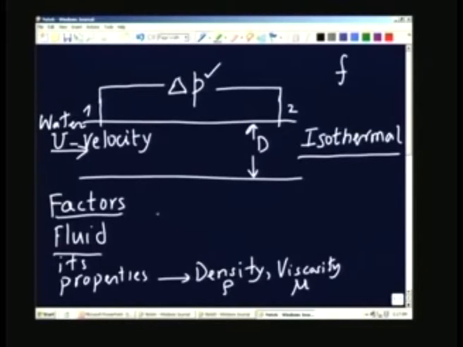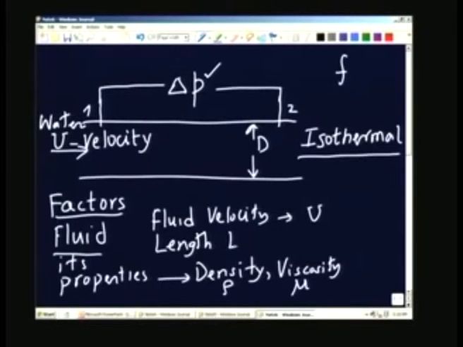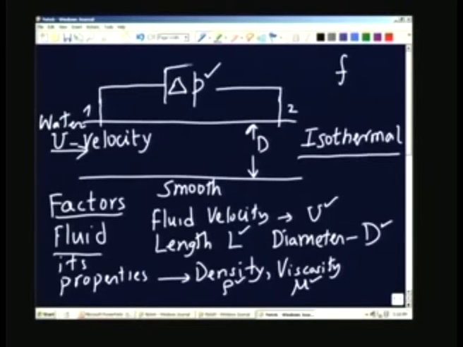Then the velocity, fluid velocity. So, this is of course capital U, and of course the length of the pipe and the diameter of the pipe, D. So, the number of factors is 1, 2, 3, 4, 5, assuming that it is a smooth pipe. We will say that it is a smooth pipe to reduce the complexity. So, we have 5 factors, and this is the quantity which depends on the 5 factors.